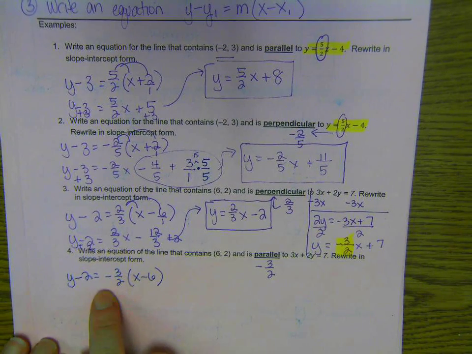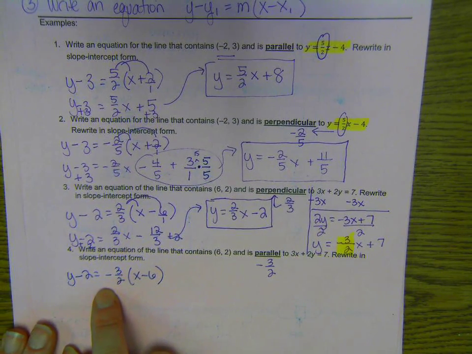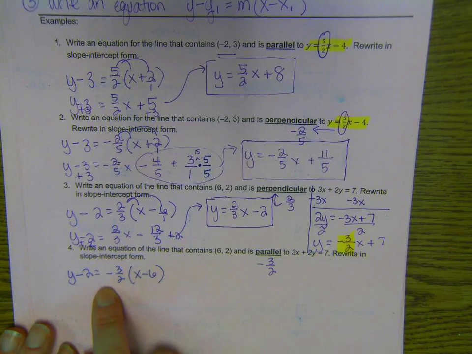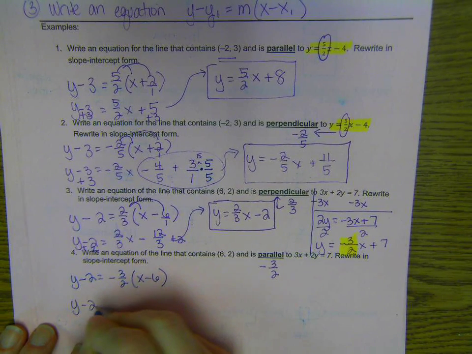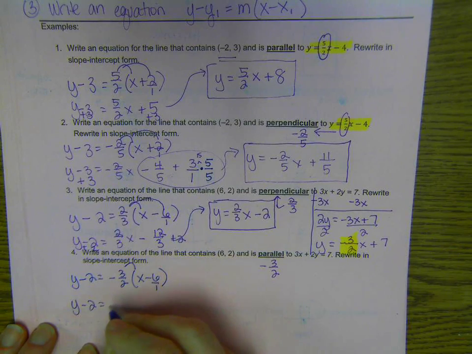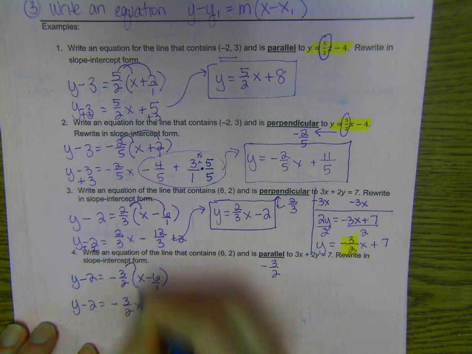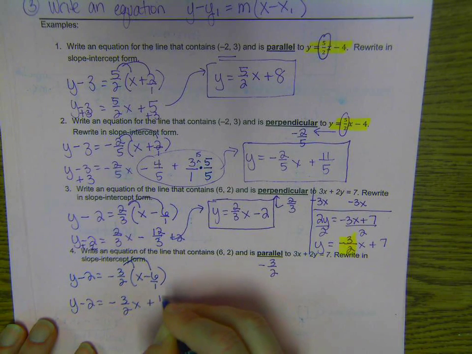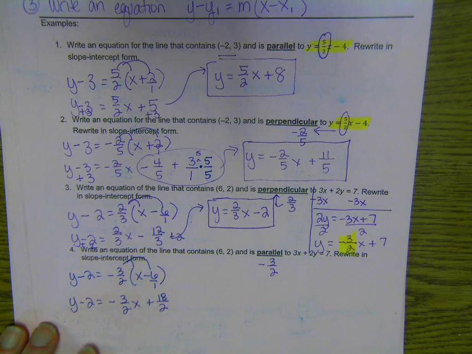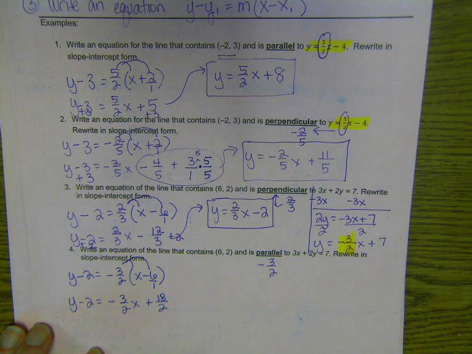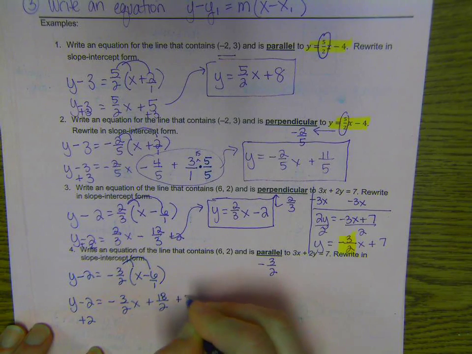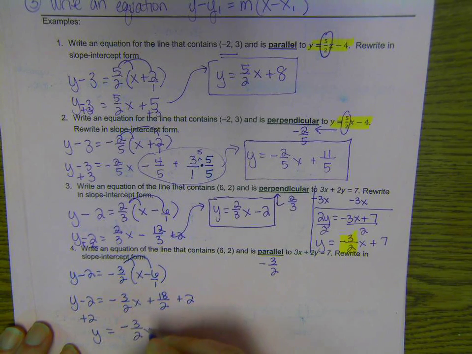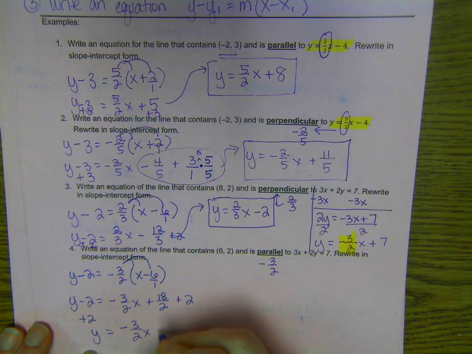Okay, check in. Is this what you got for your point slope form? So let's convert it to slope intercept form. I have negative 3/2 x. Negative times negative makes a positive 18/2. What is 18/2? 9. Okay. Then I add 2 to both sides. Y equals negative 3/2 x plus 9 plus 2 would be plus 11.